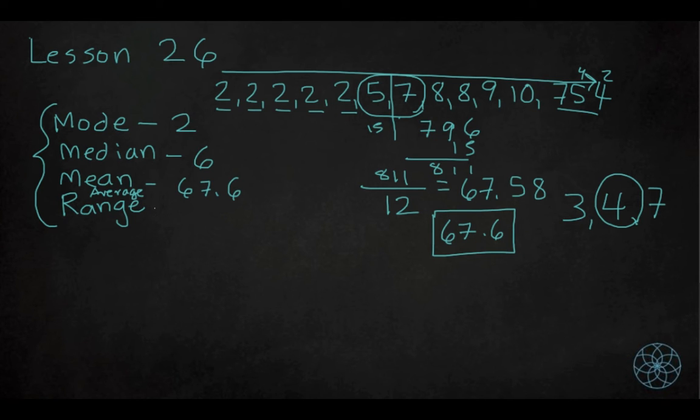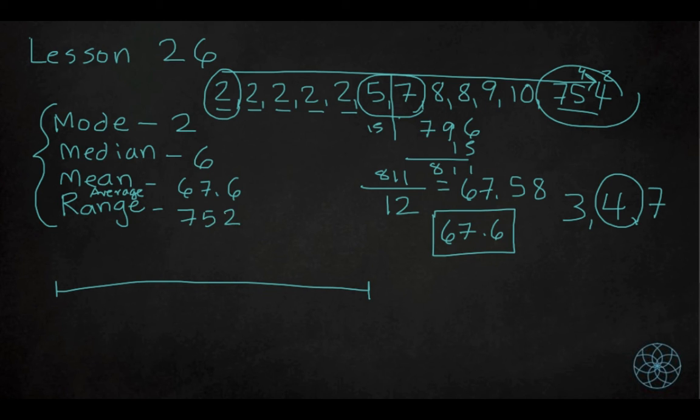All right, and then lastly we have range, and this kind of makes sense if you think of a range, like a cattle range. It has to do with the smallest number and the biggest number. What's the distance between them? So all you do is take the big number and subtract the small number, and we would have 752. So quite a large range between the smallest number, 2, and the biggest number, 754.